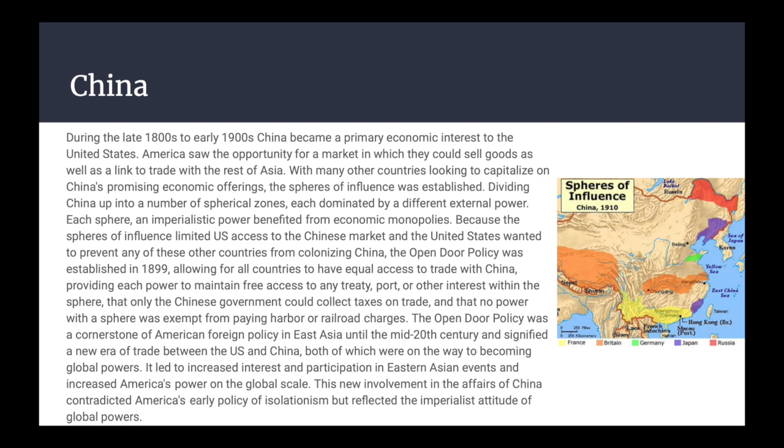The spheres of influence divided China up into a number of spherical zones, each being dominated by a different external power. Because the spheres of influence limited U.S. access to the Chinese market, and the U.S. wanted to prevent any of the other countries from colonizing China, the open door policy was established in 1899, which allowed all other countries to have equal trade access to China.